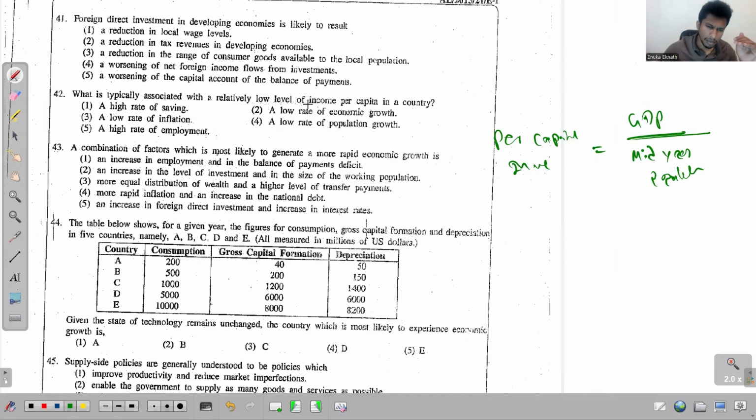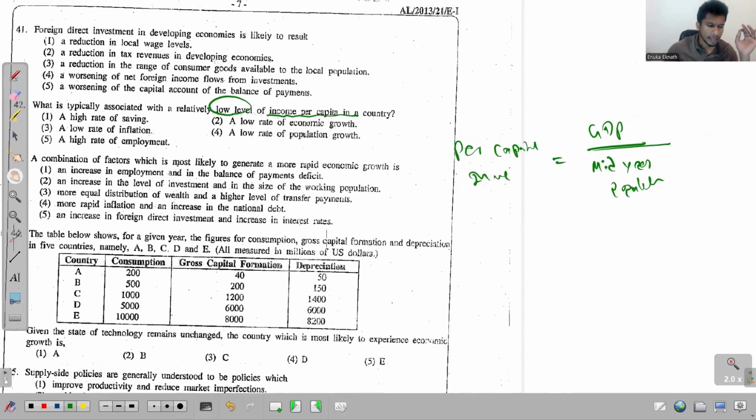So if per capita income is very low, what does that denote? If this value is lower, either the GDP has to be lower, or, according to this equation, the population has to be higher. That is what must happen, so one of those has to be the answer here.